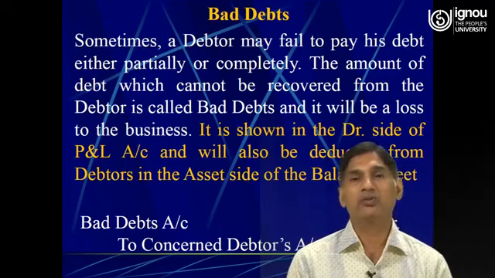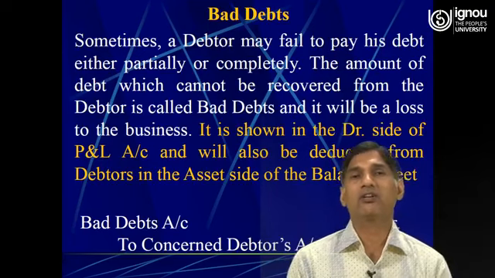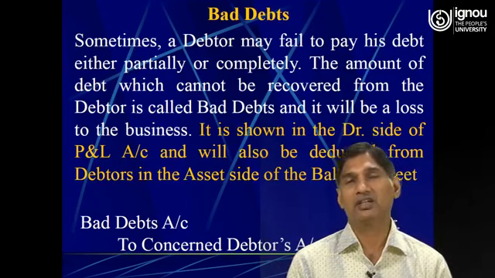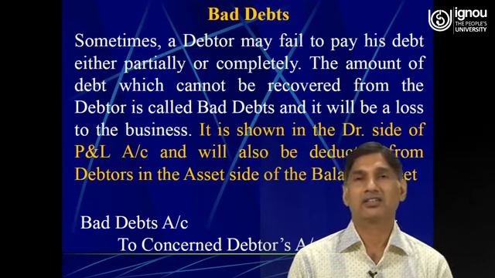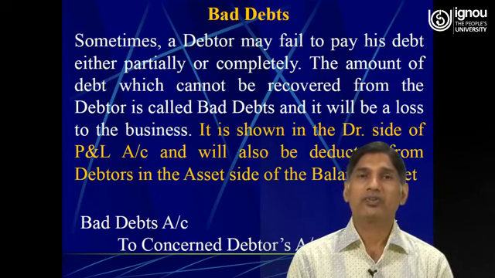It is quite possible that when we extend credit facilities to the customer in order to make more and more sales, a part of this amount will not be recovered from the debtors. Debtors are the persons to whom we have sold the goods on credit basis.